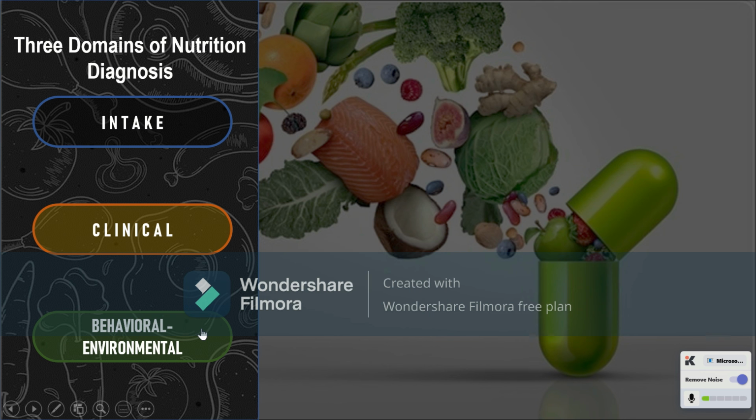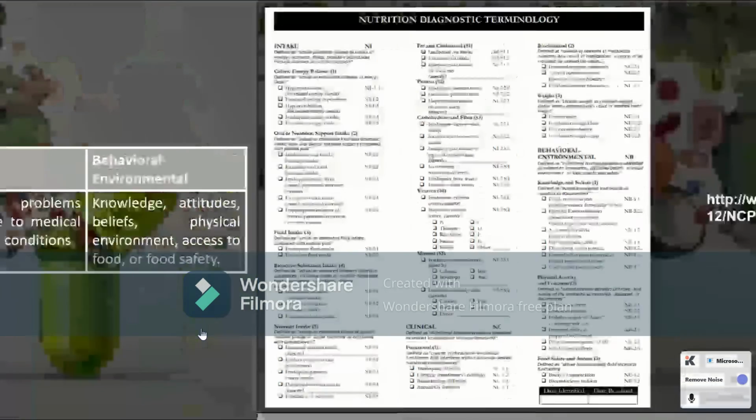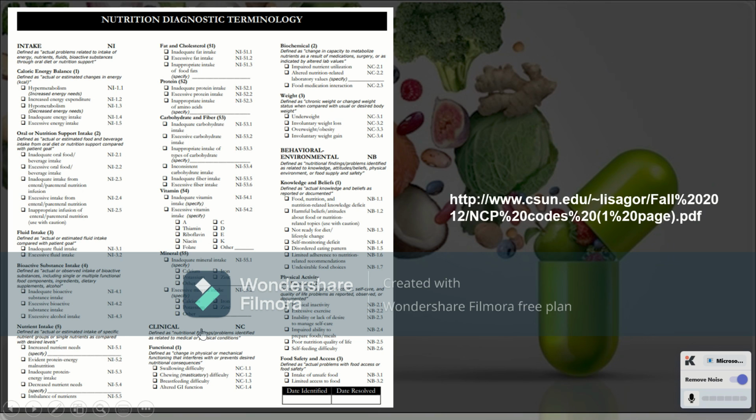So to sum it up, the intake is the actual problems. It is either too much or too little of food or nutrients compared to actual or estimated needs. In clinical naman, it is the nutrition problems that are related to the medical or physical conditions. And last, yung behavioral environmental naman, it is the nutritional problems that are related to the knowledge, attitudes, beliefs, physical environments, and access to food or food safety. So yung mga different terminologies is ayan.